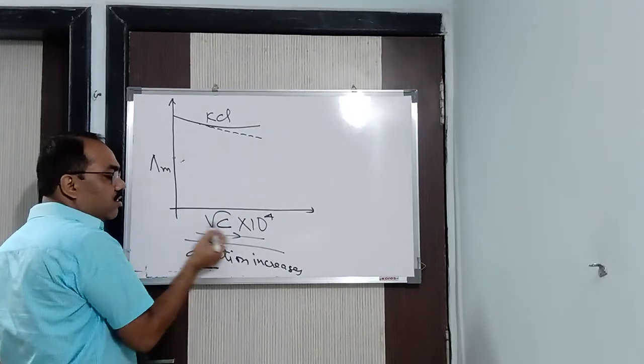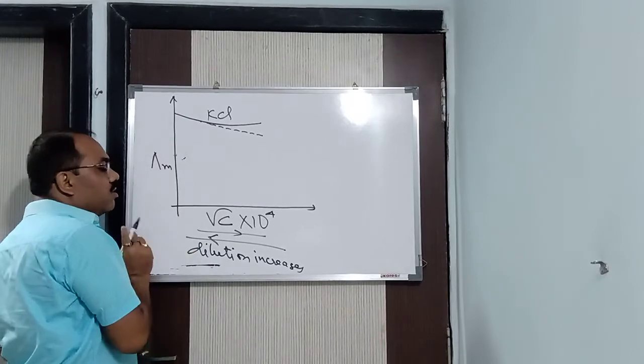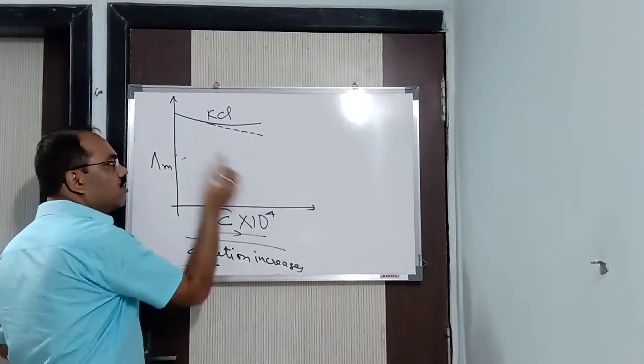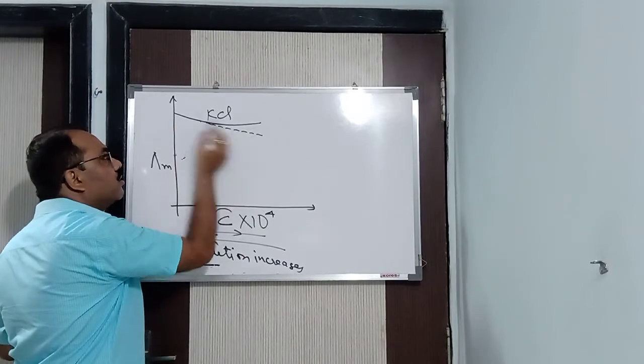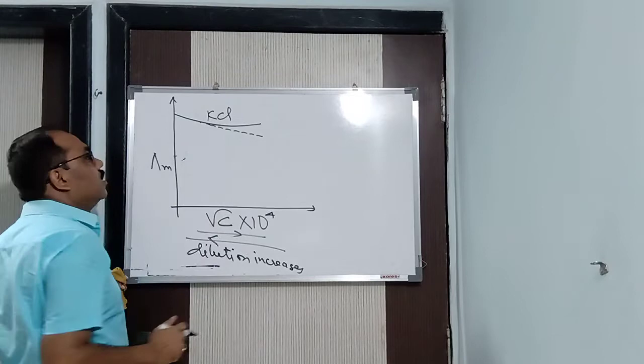See, the dilution is increasing, so the molar conductivity also increases. You will say, no sir, concentration is increasing. Fine. If the concentration is increasing in this way, the molar conductivity decreases. See, the graph is coming down. Whichever way you see it, understand it, it's up to you.